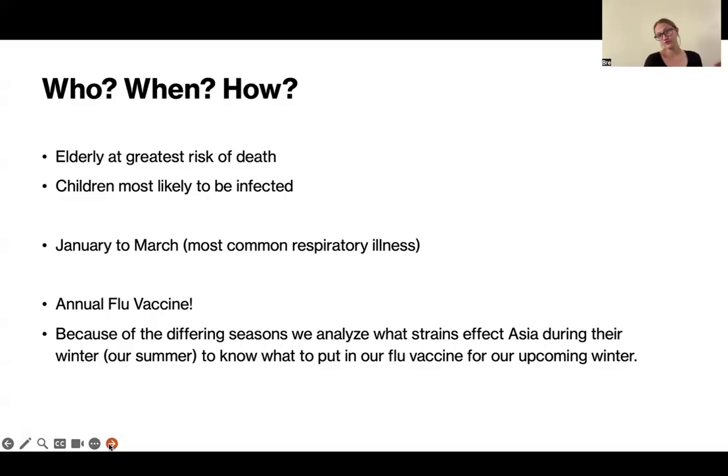So they recommend the flu vaccine around October, September. And that way you're prepared in time for flu season. Now, because of the differing seasons between Asia and us, we are very lucky because we get to analyze what strains were circulating in Asia during their winters or our summers and be prepared and formulate our vaccines to match what we think will happen with our winter because it usually follows Asia's.